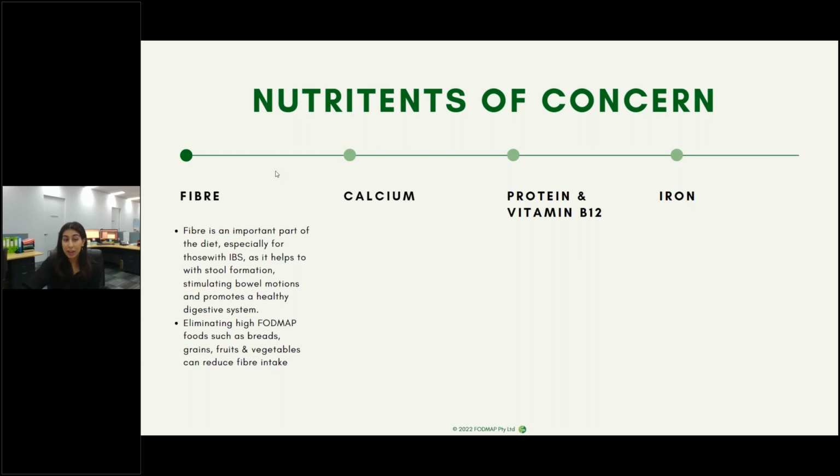And eliminating those high FODMAP foods, such as fruits and vegetables and breads and grains, can significantly reduce the fiber intake. So it's really important to make sure that we are supplementing with low FODMAP alternatives.